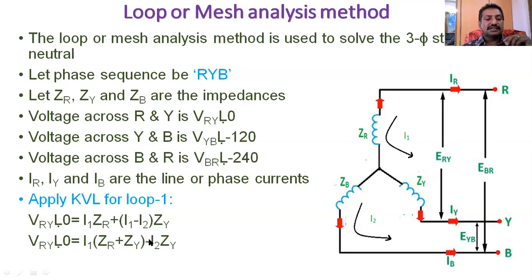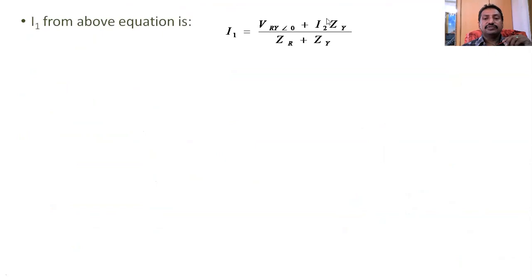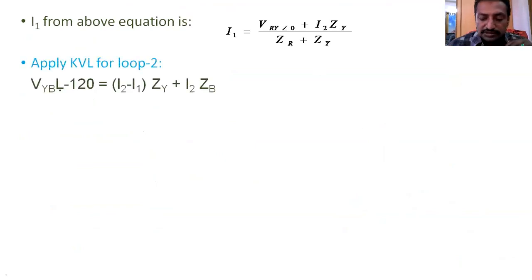VR at an angle 0 plus I2 into ZY. So therefore, we are getting I1 equal to VR at an angle 0 plus I2 into ZY, divided by ZR plus ZY. This is the magnitude of I1 current. Next, apply KVL for loop 2.